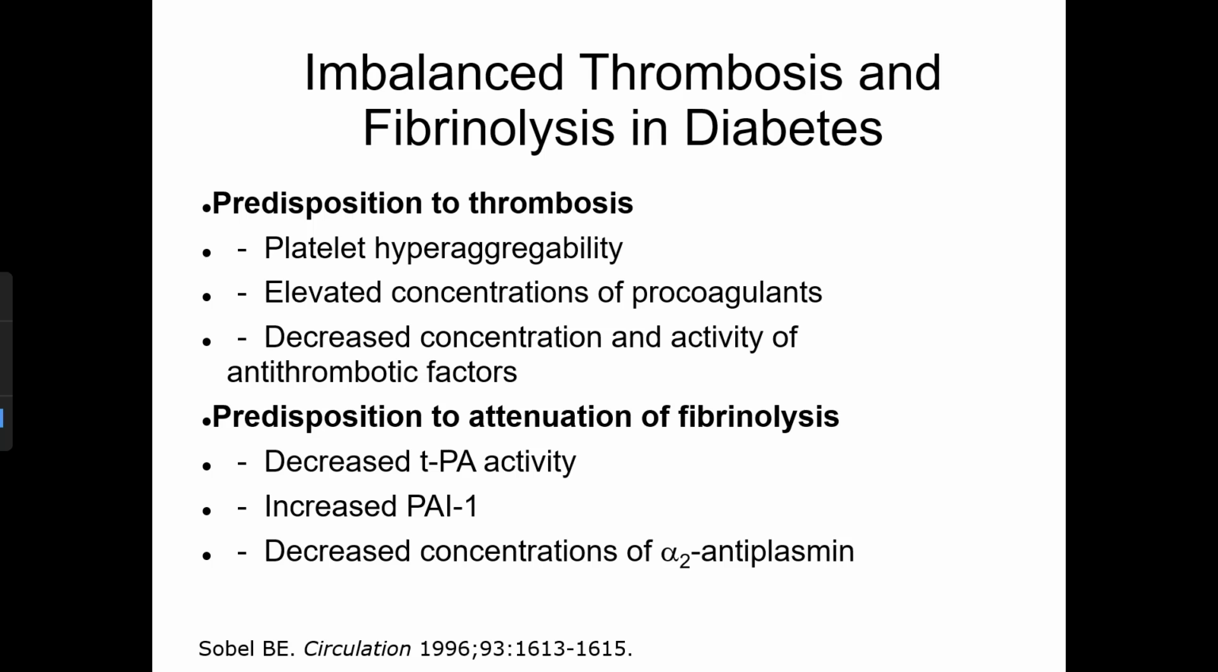Imbalanced thrombosis and fibrinolysis in diabetes. So predisposition to thrombosis: platelet hyperaggregability, elevated concentrations of procoagulants, decreased concentration and activity of antithrombotic factors. Predisposition to attenuation of fibrinolysis: decreased TPA activity, increased PAI-1, decreased concentrations of alpha-2 antiplasmin.